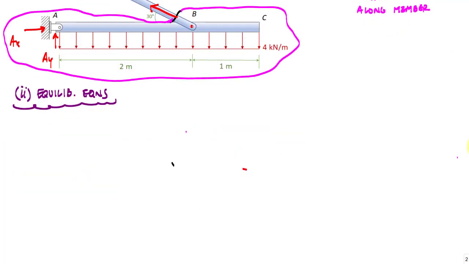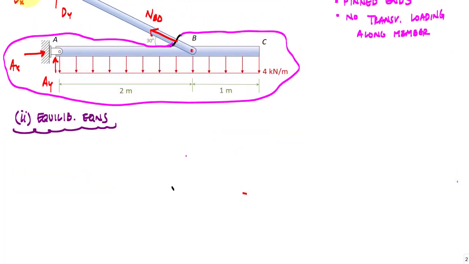I'm going to apply the sum of the forces in the x. This time, the sum of the forces in the x is not trivial. It's actually of value. Sum of the forces in the x, I'd have Ax minus the horizontal component of NBD, minus NBD cosine of 30 degrees equals 0. So that's one equation, 2 unknowns.